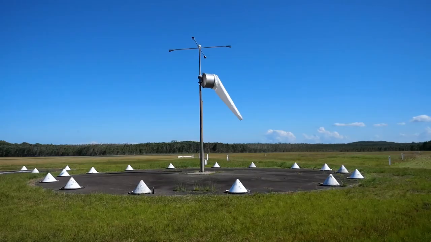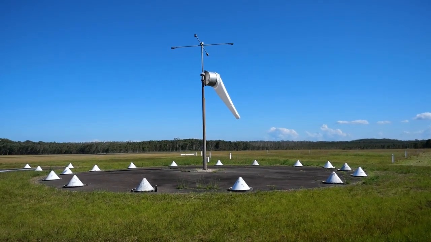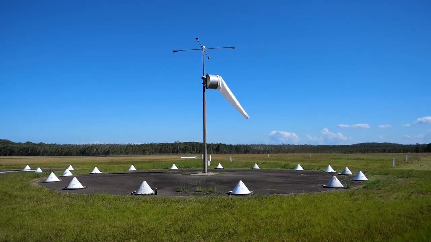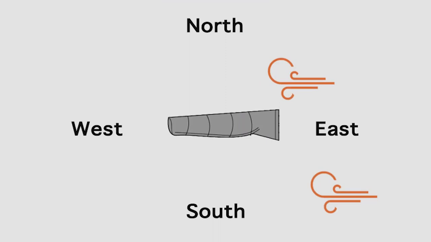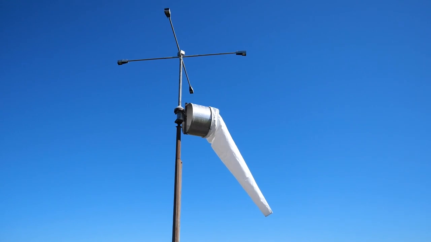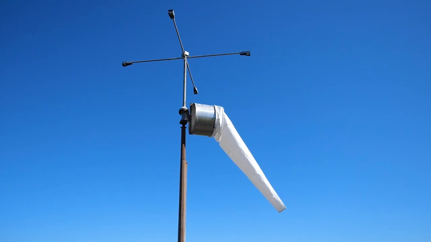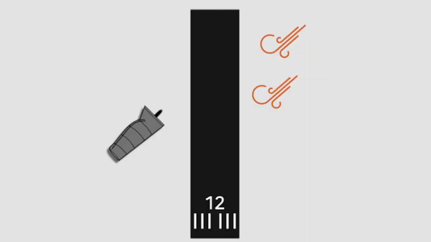Let's now take a look at some different examples of wind direction and wind speed with runway 12 at Caloundra. Here we can see the windsock is pointing in line with the runway. This means that runway 12 has a headwind from an easterly direction as the windsock is pointing to the west. Notice the direction of the windsock is parallel with the runway. This means there is no crosswind component. If we look side on, we can see the windsock is at 45 degrees from the ground, meaning we have a 15 knot headwind.